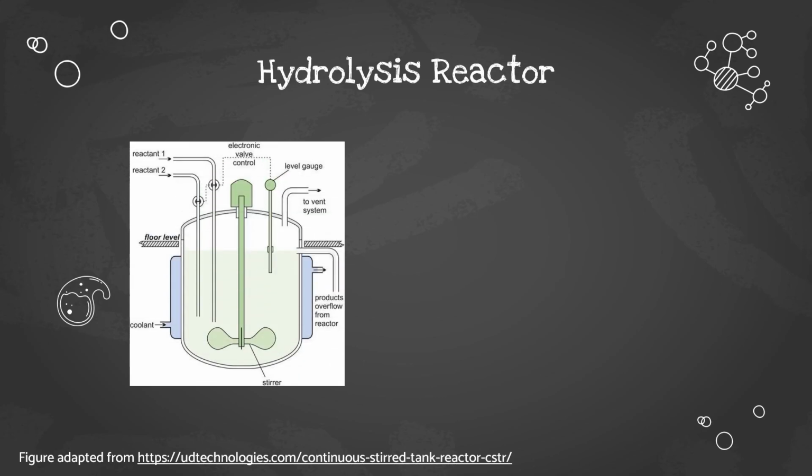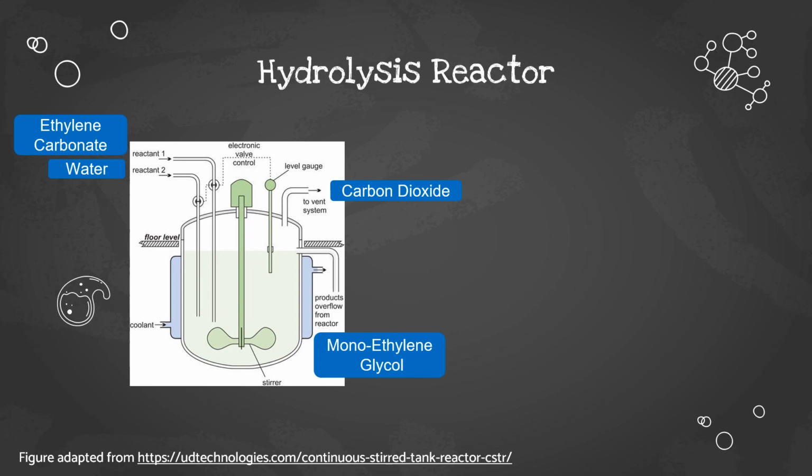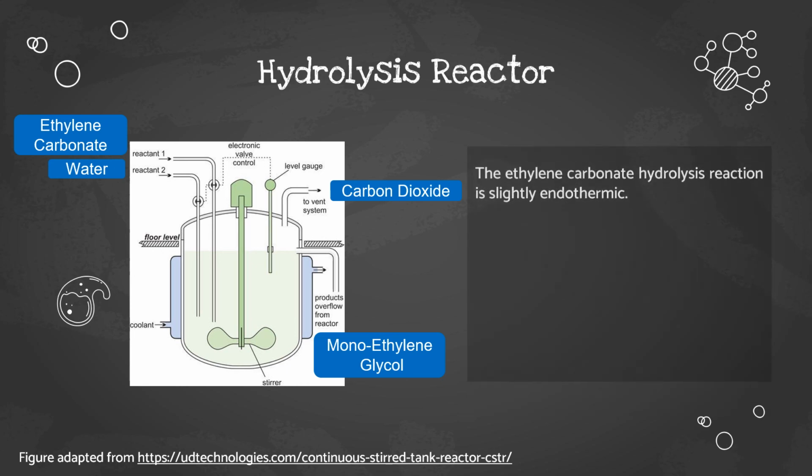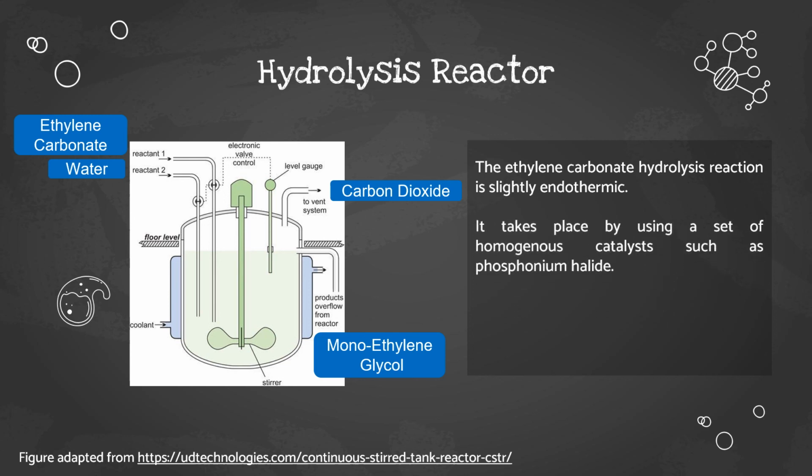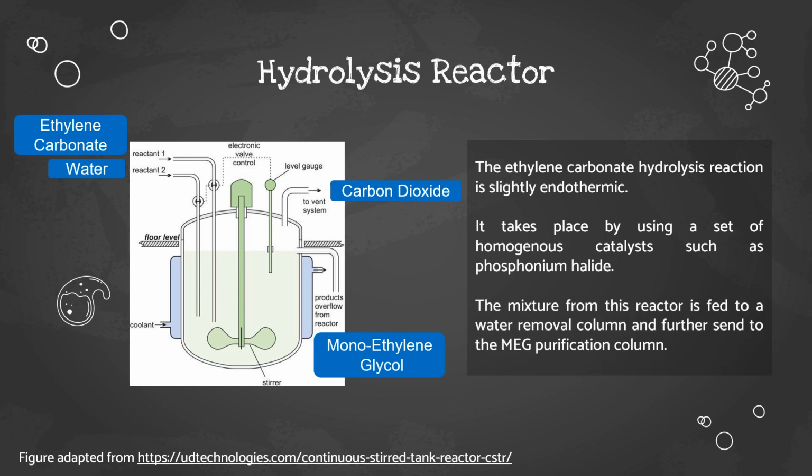The ethylene carbonate hydrolysis reaction takes place in the hydrolysis reactor, which is also a continuous stirred tank reactor, CSTR. The ethylene carbonate and water act as the reactants and enter the inlet of the reactor, while the monoethylene glycol is the product which flows out through the outlet. The carbon dioxide released is recycled back to the ethylene carbonate reactor. The ethylene carbonate hydrolysis reaction is slightly endothermic. It takes place by using a set of homogeneous catalysts such as phosphonium halide. The mixture from this reactor is fed to a water removal column and further sent to the MEG purification column.